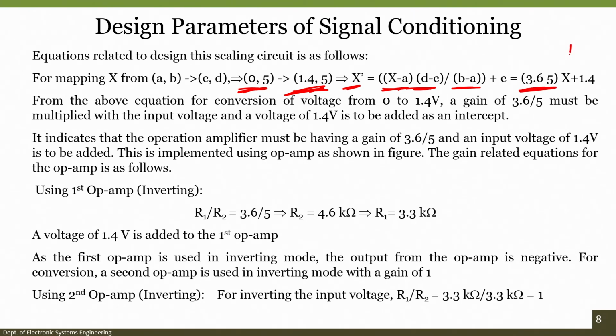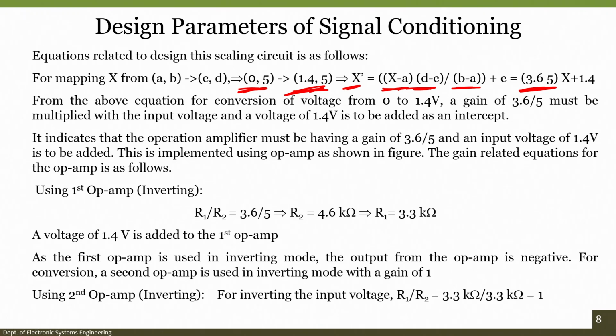If X is 0, then we will have an output of 1.4 volts, right. If X is 5, then we have an output close to 5 volts, right. So, in the equation of conversion from 0 to 1.4, a gain of 3.6 by 5 must be multiplied with the input voltage and a voltage of 1.4 added as intercept. This indicates that the operational amplifier must have a gain of 3.6 by 5. It is very easy to understand, and an input voltage of 1.4 volts is to be added.